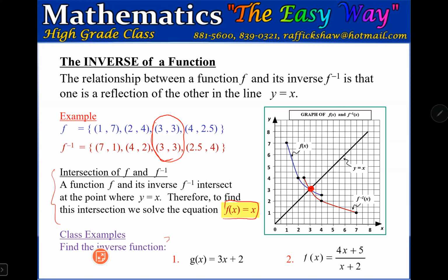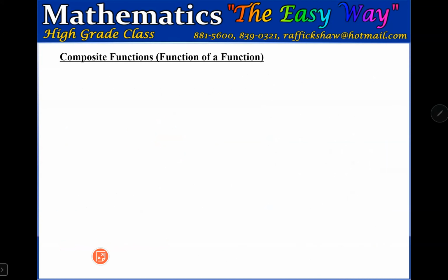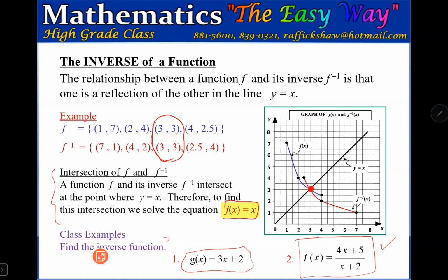We're going to find the inverse of this. I'm going to find the inverse of this nice one right here. This one requires more steps. So it's very nice and easy. Let's look at it. All right, so let me make this small again.